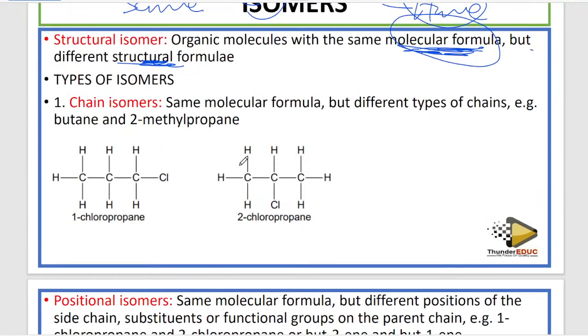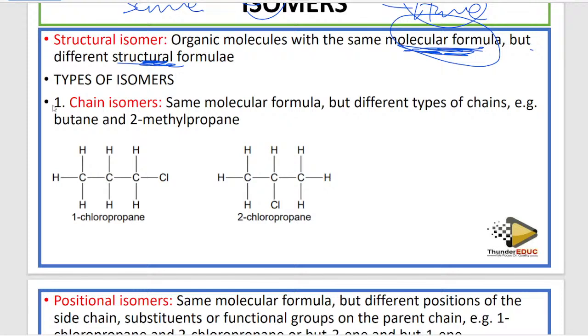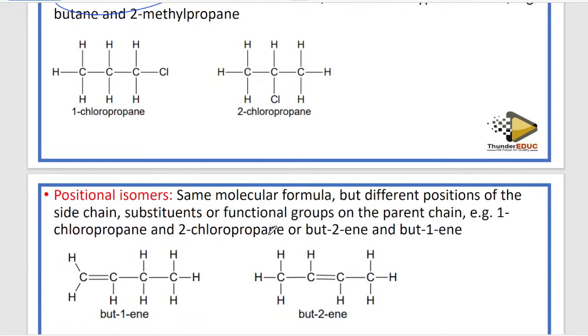All right, let's go. We have three types of isomers. The first one is chain isomer. We can be different by the structure. You know, you are big, the other one is small. We are the same, but because of the size we are different. We can also be different by the positions.